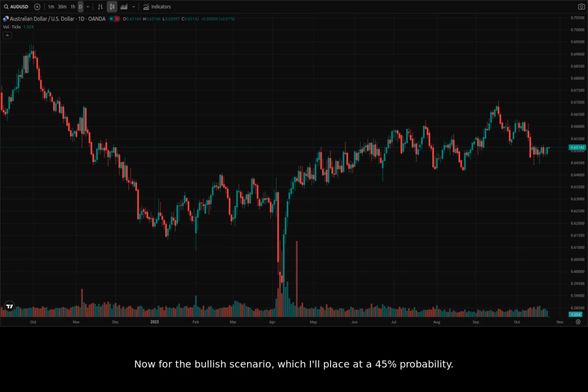Now for the bullish scenario, which I'll place at a 45% probability. This would likely be triggered by a soft U.S. inflation print, weakening the U.S. dollar. In this case, a breakout above 0.6525 could fuel a rally to retest the formidable resistance at 0.6630. Sustained strength in commodity markets would also be needed to support this move.